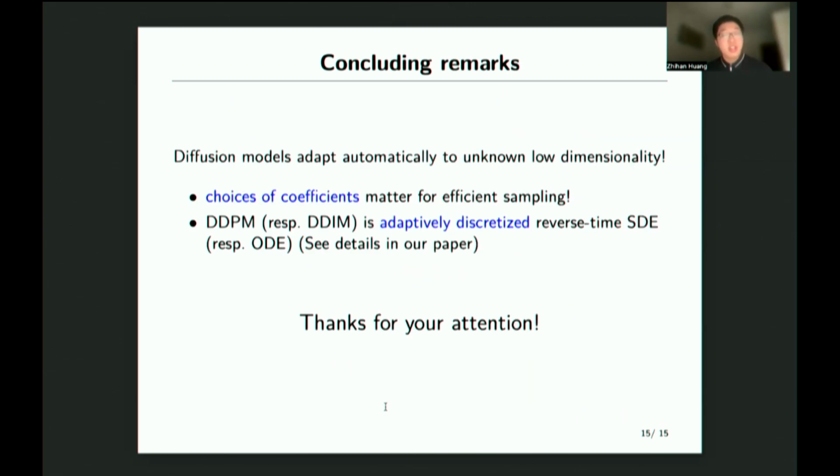Concluding remarks, our paper shows that diffusion models adapt automatically to unknown low dimensionality. The choice of coefficients matters for efficient sampling, especially to adapt to the low dimensionality. And the DDPM and DDIM samplers are adaptively discretized reverse time SDE and ODE. And we use this trick to prove the result in our paper. You can see the details here in our paper.